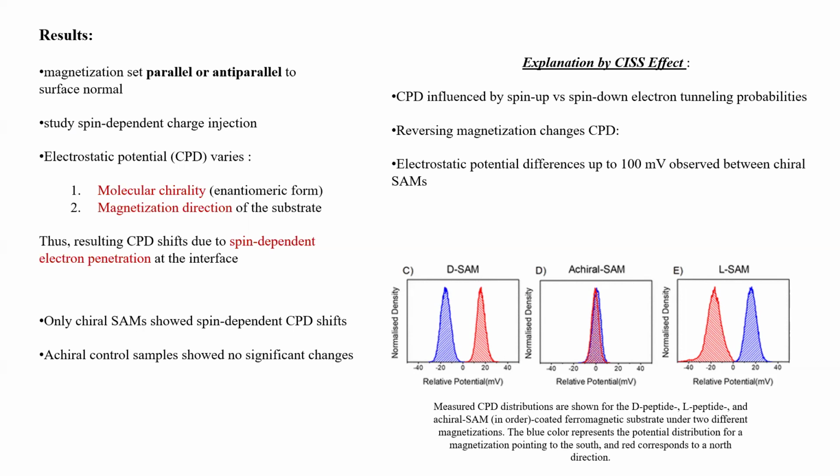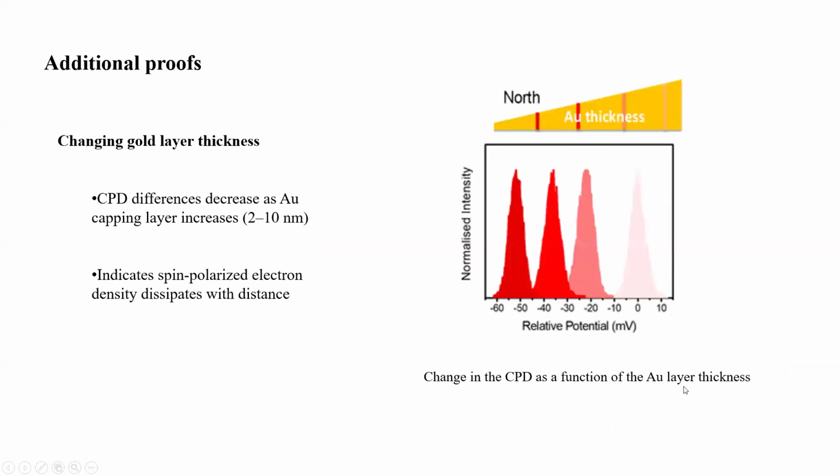So both of them. Therefore, the observed effect definitely originates from the spin-selective electron interaction at the interface. The CPD distributions show that the D and L isomers are equal and opposite in magnitude, which is shown in the figure as well, while the achiral one doesn't show any significant change. Okay, so that is what was shown in the paper.